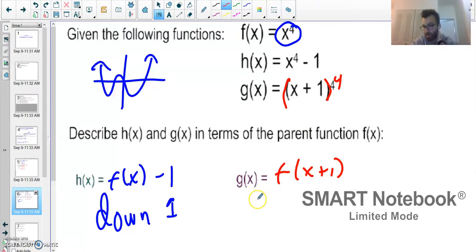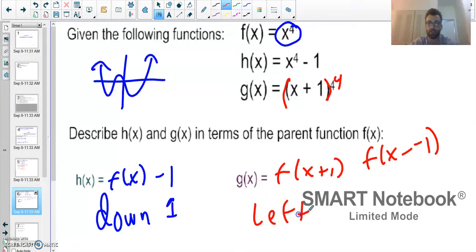Normally I'd say, well, positive 1, I should shift to the right, but really you can think of it like this: f of x minus negative 1. Well, that's what made that positive, because it's a negative 1. So that means I go to the left 1. Means I'm going to the left 1. That's pretty neat.